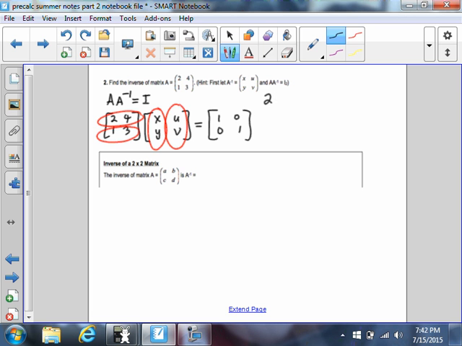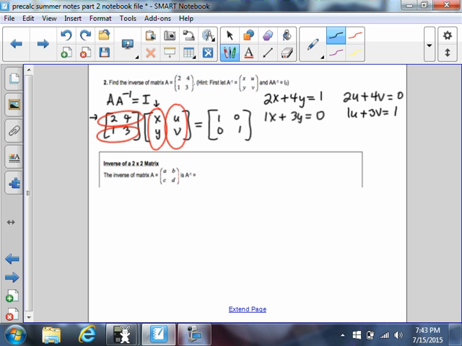So if I multiply this out, I get the equation 2x plus 4y has to equal 1, coming from here and here. Then I get another one, 2u plus 4v equals 0. Let me write the u's and v's over here. And then the third one is 1x plus 3y equals 0. And the last one is 1u plus 3v equals 1.